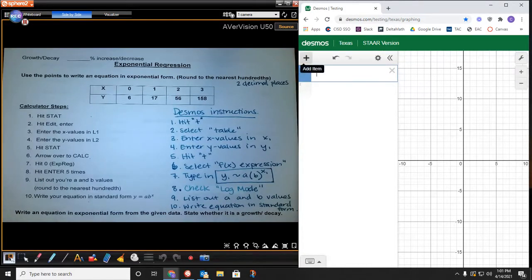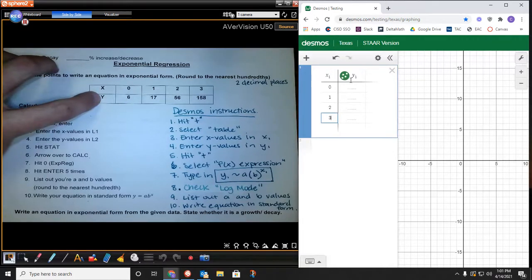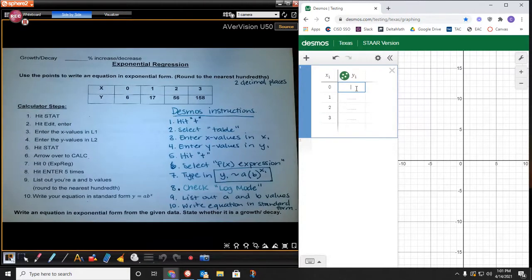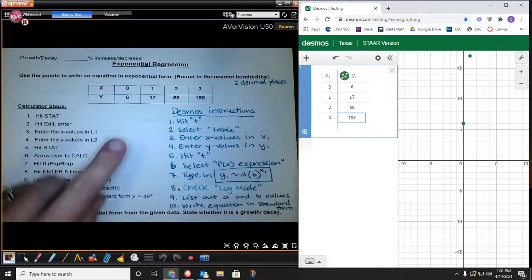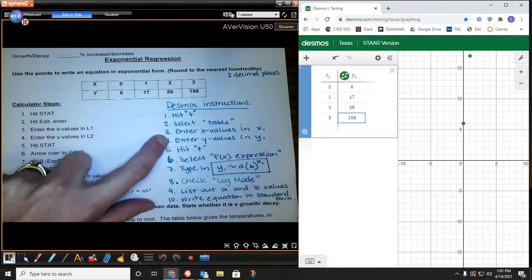The first thing we do is hit this plus button and add a table. In your table, you just type in your numbers. That would be 0, 1, 2, 3, okay? Those are all of my x values, and they match these x values here. All of these x values are in this first column right here. Now I'm going to put all of my y values in the second column. That's going to be 6, and then 17, 56, and 158. All right, so we just did the first 4 steps. We selected table, we entered all the x values in x1, and all the y values in y1.